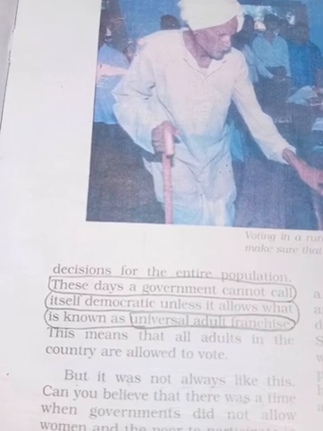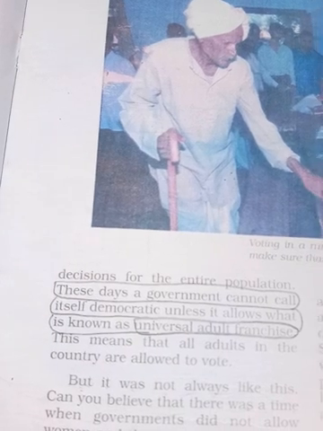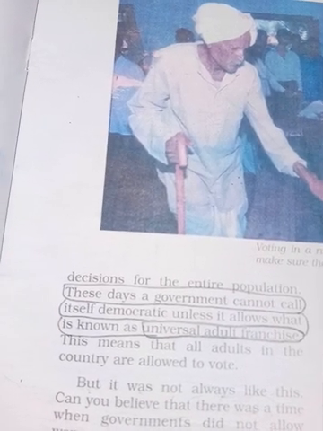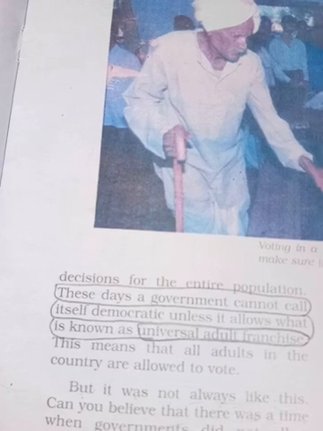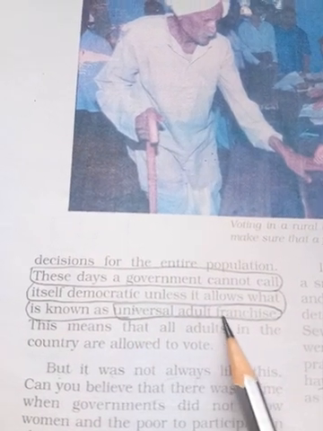Nowadays, a government cannot call itself democratic unless it allows what is known as universal adult franchise. That means not everyone is allowed to vote. Only persons who have attained the age of 18 years are allowed to cast their vote. That is called universal adult franchise. Okay, universal adult franchise, it means what?